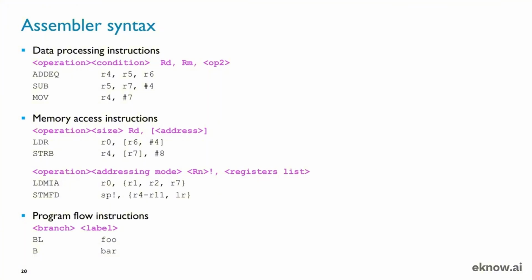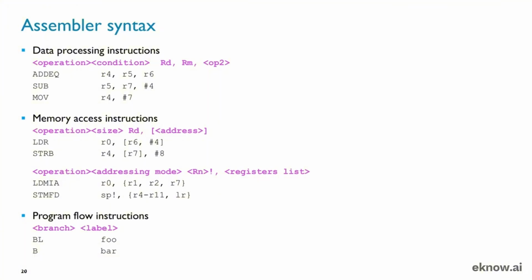First, we have data processing instructions. Think of these as the calculator functions of the processor. They perform arithmetic and logical operations like addition, subtraction, or moving values. The general format is operation, condition, RD, RM, op2.